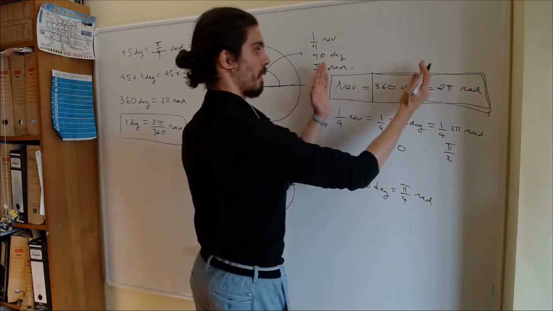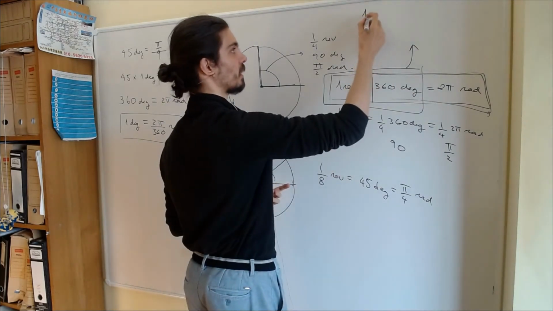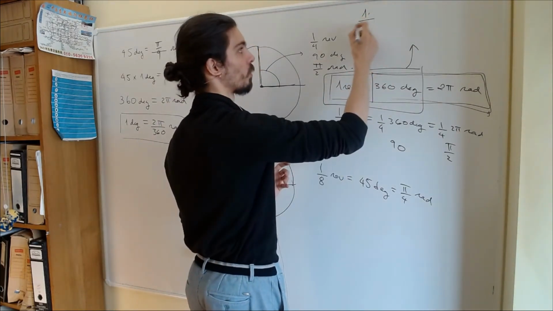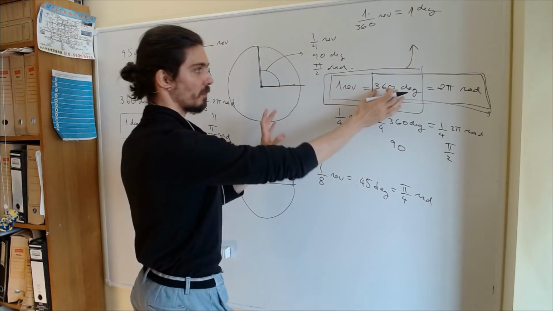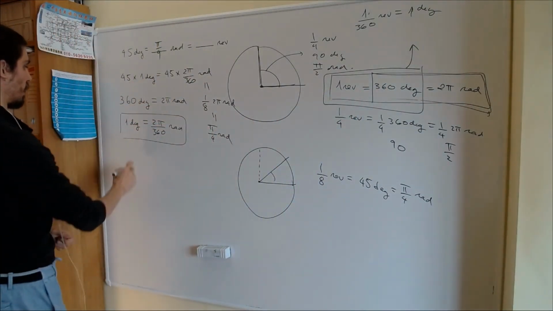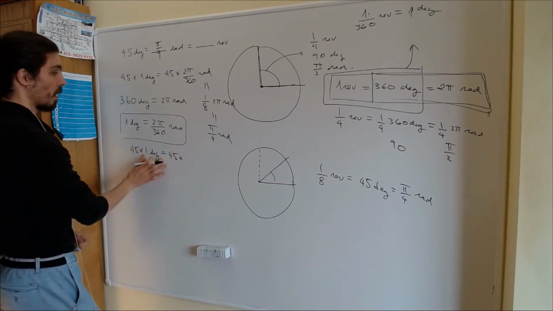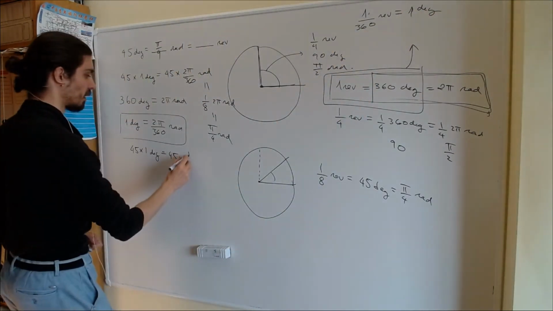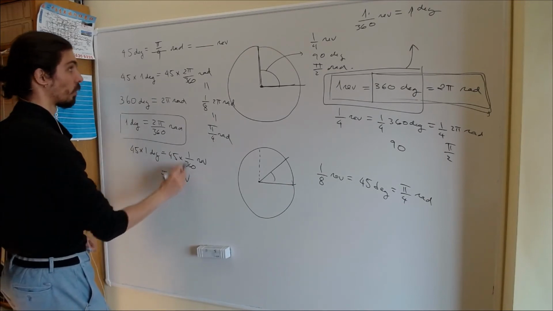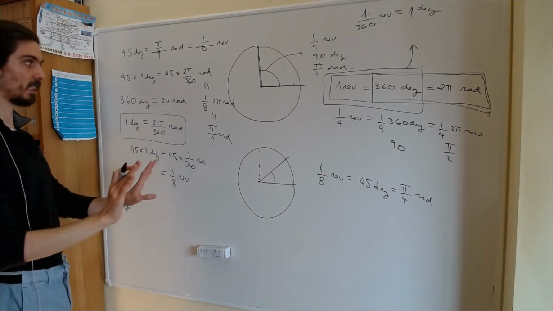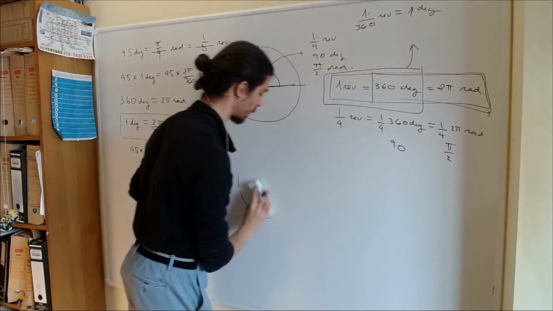What about the revolution? Well, you look at this equation now. What does this equation say? It says that dividing by 360, 1 over 360 revolutions is 1 degree. Can you see? Just divide by 360 on both sides. Now 45 times 1 degree means 45 times 1 over 360 revolutions. 45 over 360 is 1/8, so this is 1/8. Let's just give one final example.